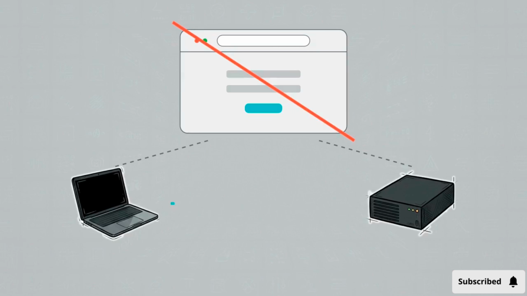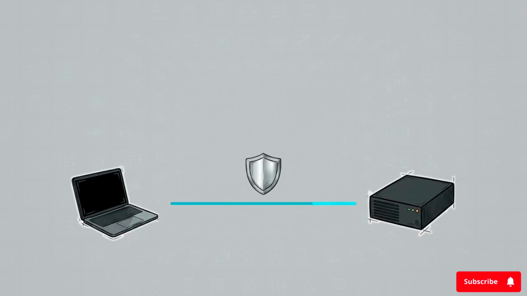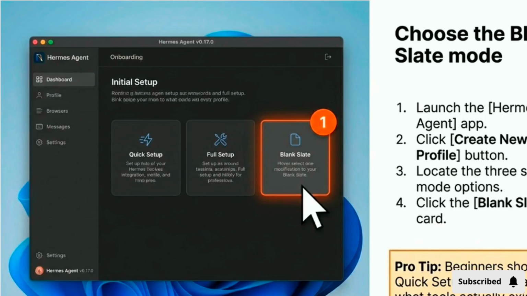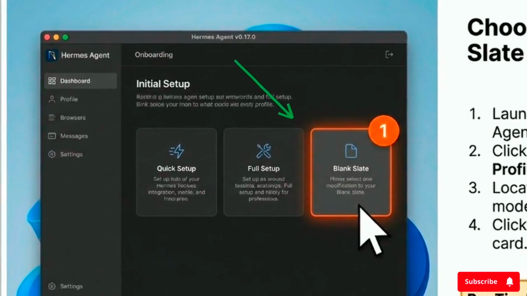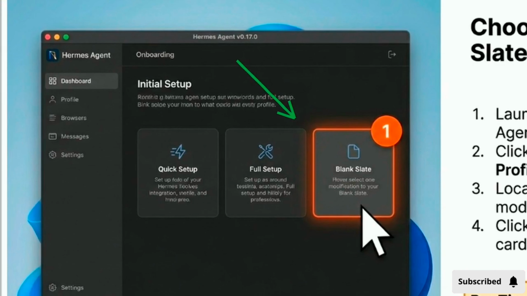By authenticating directly in the terminal, you create a persistent local connection, meaning you won't have to deal with browser-based logins as you work. Launch the Hermes Agent app and create a new profile. When the setup options appear, bypass the quick and full options and click the blank slate card.